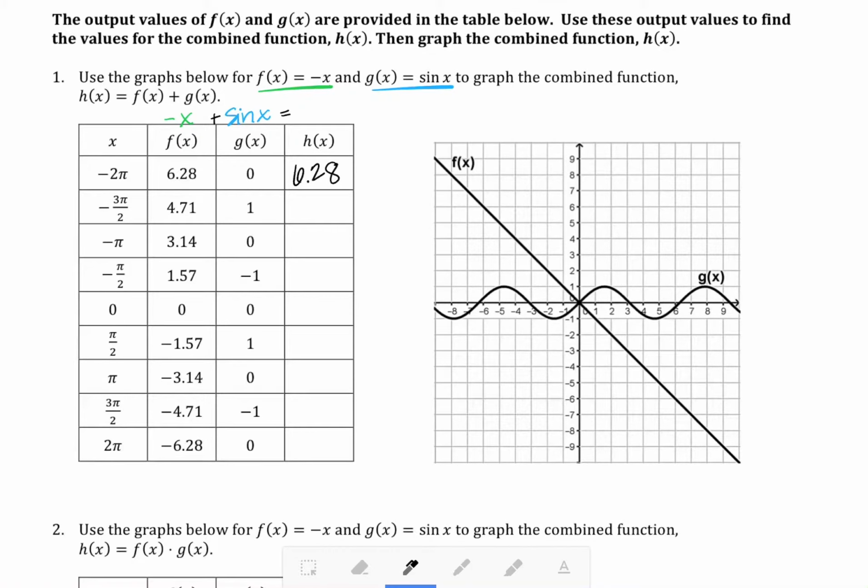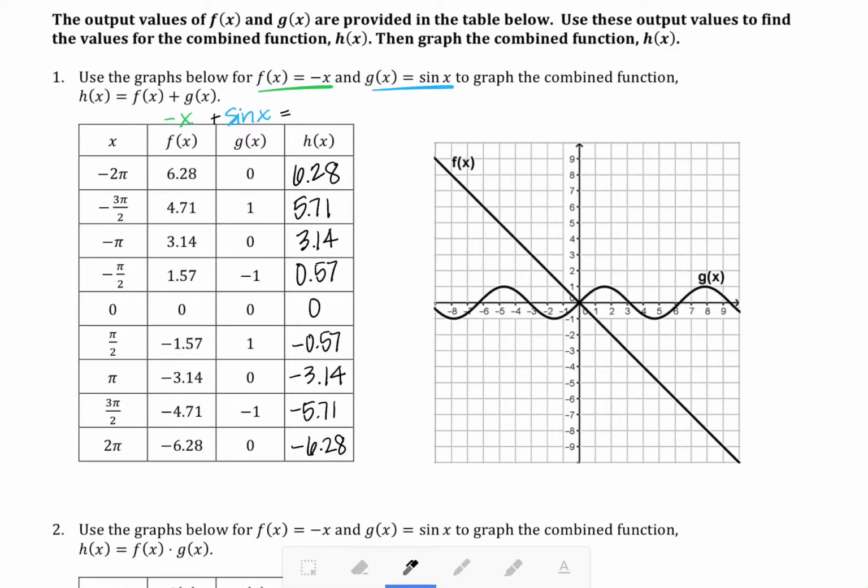So that's 6.28, that's 5.71. This one's 3.14, 0.57, 0, negative 0.57, negative 3.14, negative 5.71, and negative 6.28.